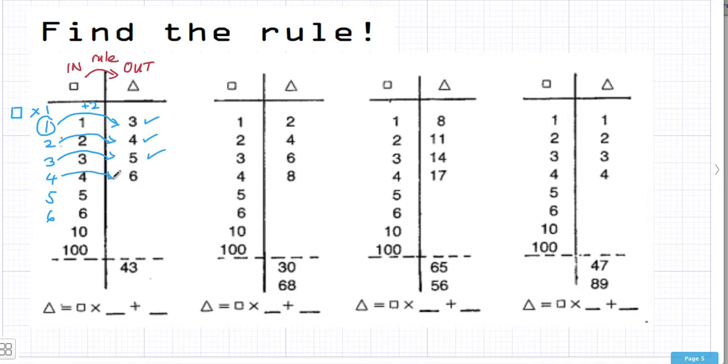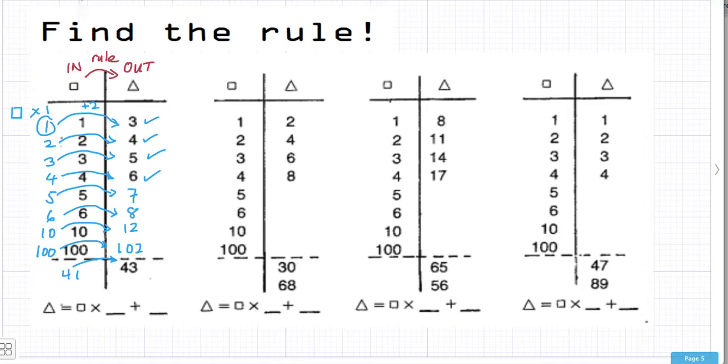So this seems to work. 4 plus 2 is 6, 5 plus 2 would be 7, 6 plus 2 would be 8. Here I'll keep going with the multiplying. So that's 10 multiplying by 1. 10 plus 2 is 12. 100 plus 2 is 102. And here it's like asking what something plus 2 would be equal to 43. So 41, because if you're multiplying by 1, it would just be the number 41.